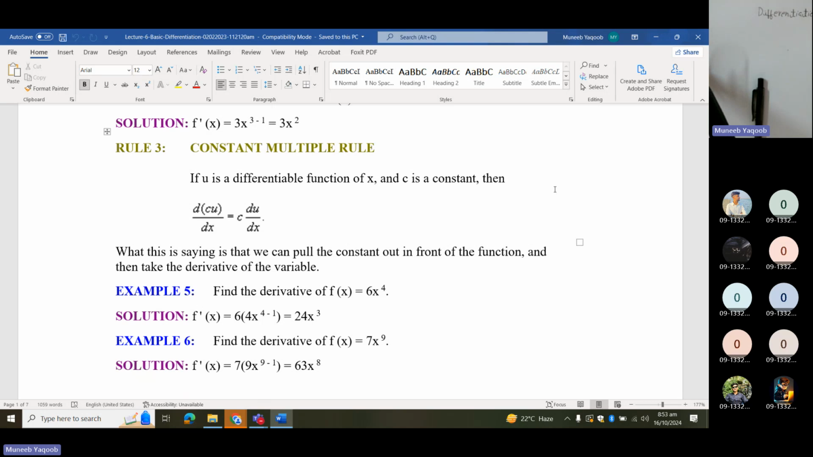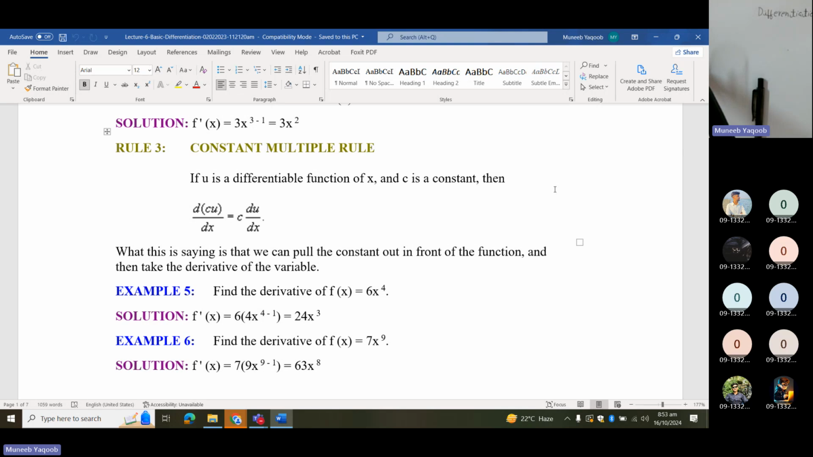Like in example number 5, we are to calculate the derivative of 6x power 4. What we will do is take 6 common, and then calculate the derivative of x power 4. The derivative of x power 4 is 4 times x power 4 minus 1, so it will be 4x cubed. At the end, we will multiply this 4x cubed with 6, so it will become 24x cubed.